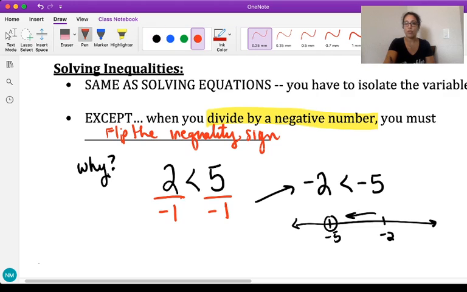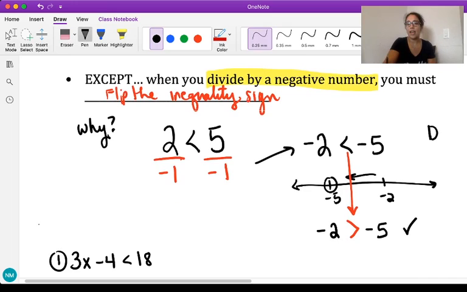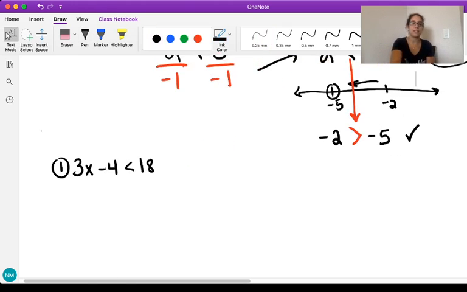What would make this true? Well, what would make this true is if I flipped my sign. Instead of less than, it is greater than, and I would write negative 2 is greater than negative 5. True. So whenever you divide by a negative, or multiply by a negative, we rarely do that, but when we divide by a negative, you have to flip the sign. Okay? DBAN, flip sign.